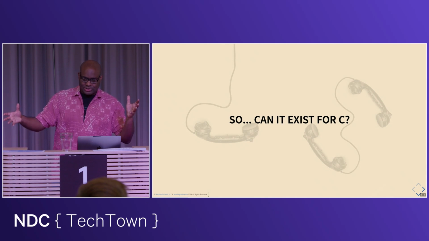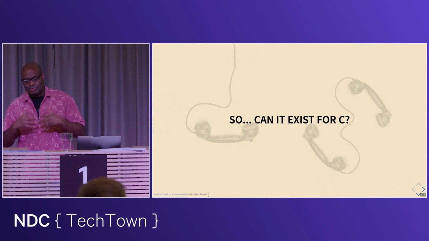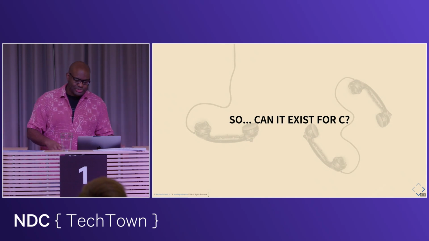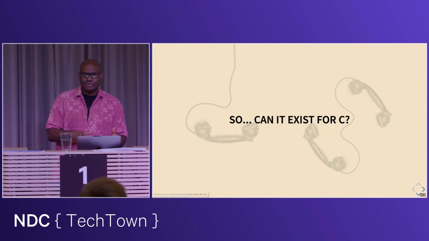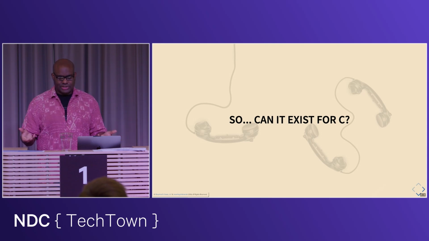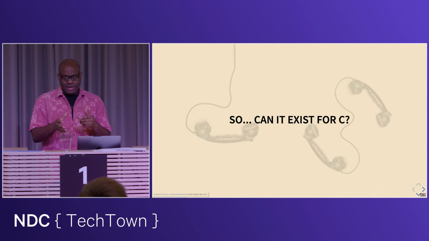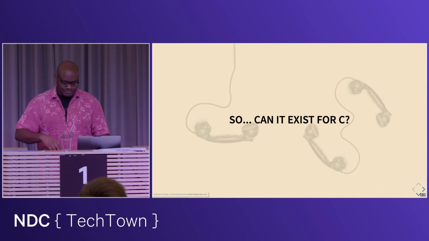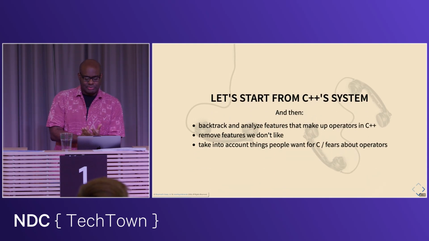And so this brings me to this talk, right? Can we make this for C, right? So obviously there are proposals, there's all these other types, there's all these things that people want to do with it, right? There's both sides of the equation. Can we actually make operators in C? And that's what this talk is going to be about.